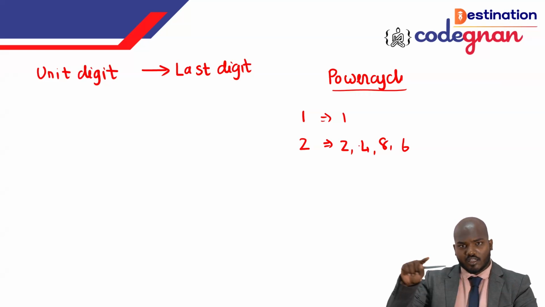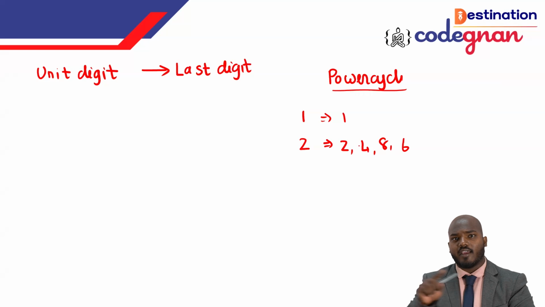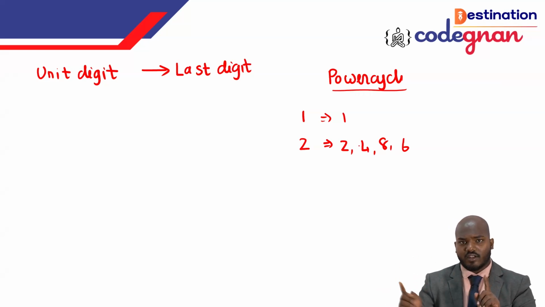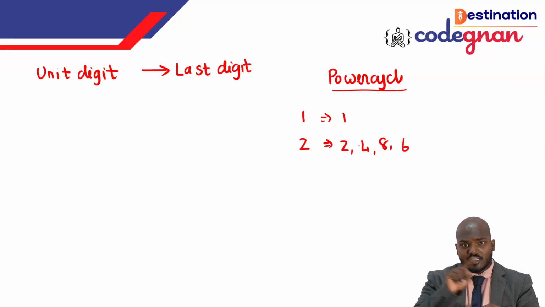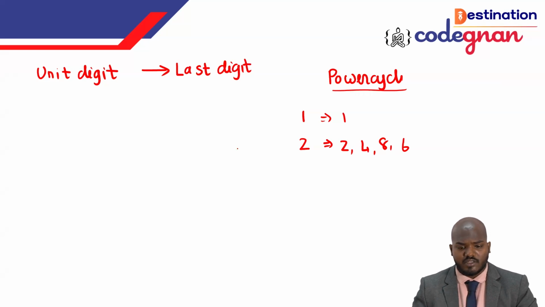We can say that the power cycle keeps on looping like 2, 4, 8, 6, 2, 4, 8, 6. The last digits keep on repeating, so we call it a power cycle. The powers keep on cycling with the last digit. That is what we call a power cycle.